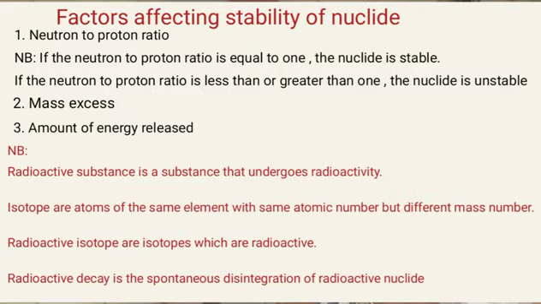Now we need to know the definition of radioactive substance. This is a substance that undergoes radioactivity. Isotopes are atoms of the same element, same atomic number, but different mass number. And what brings the difference in mass number is the number of neutrons. Radioisotope, this is an isotope which is radioactive in nature. Radioactive decay is the spontaneous disintegration of a radioactive nuclide.